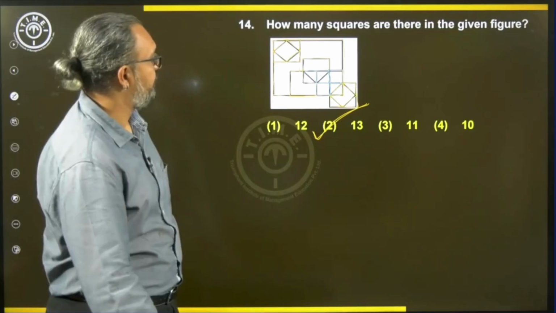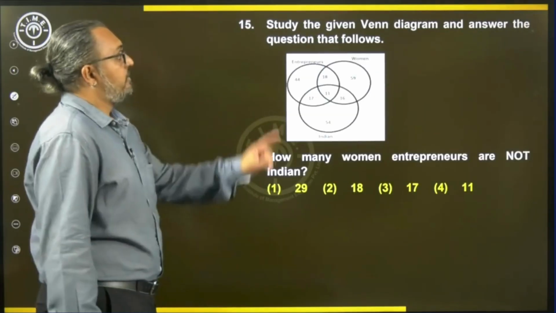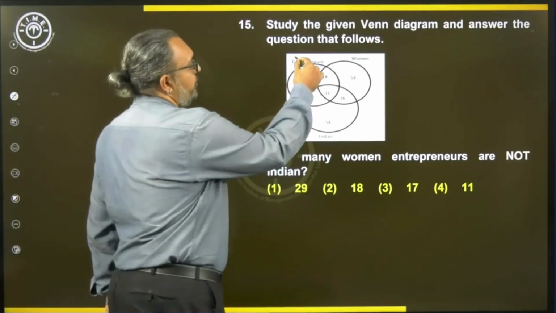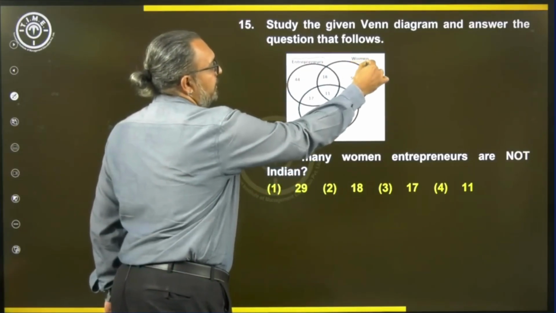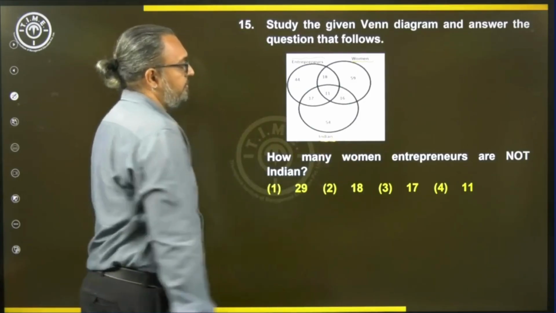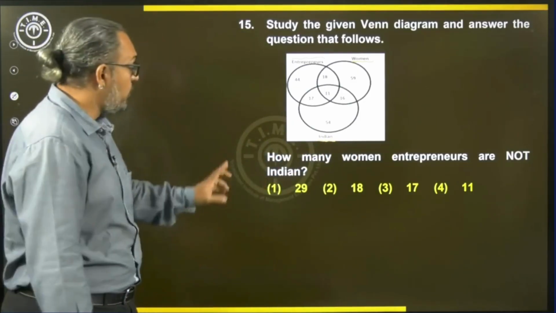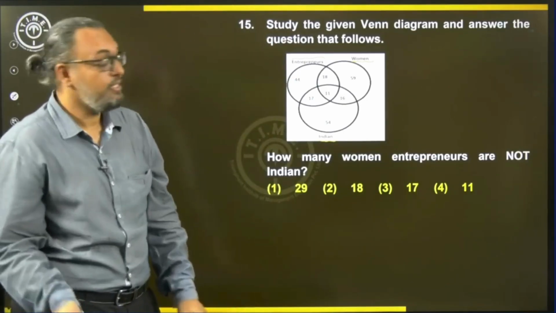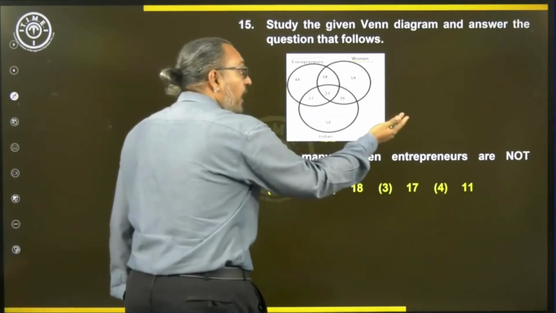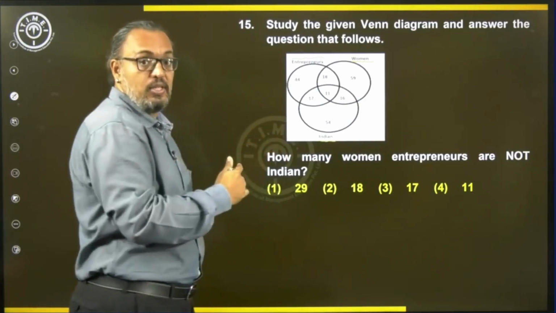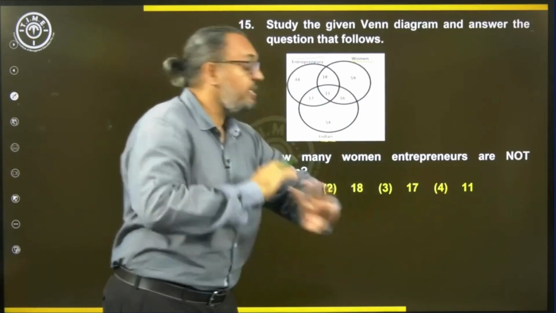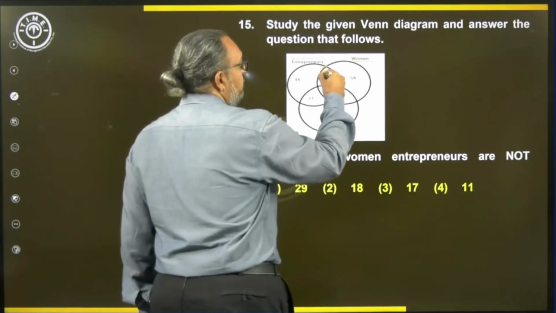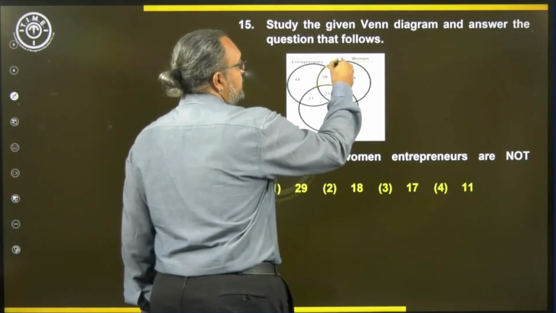Then, study the given Venn diagram and answer the question that follow. So, you have entrepreneurs, women and Indian. You have the numbers. Now, it says how many women entrepreneurs are not Indians. See, I need women, I need entrepreneurs. At the same time, he says they should not be Indian. So, this is the region that is being asked.